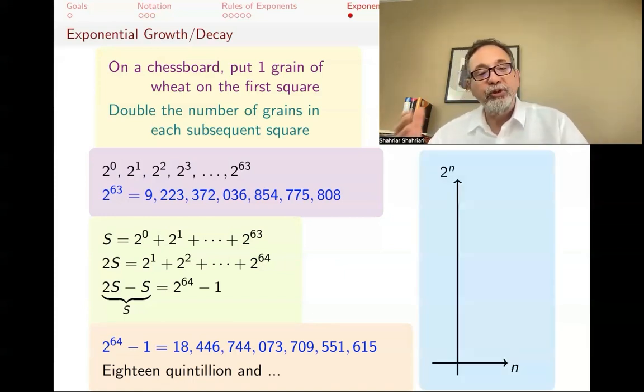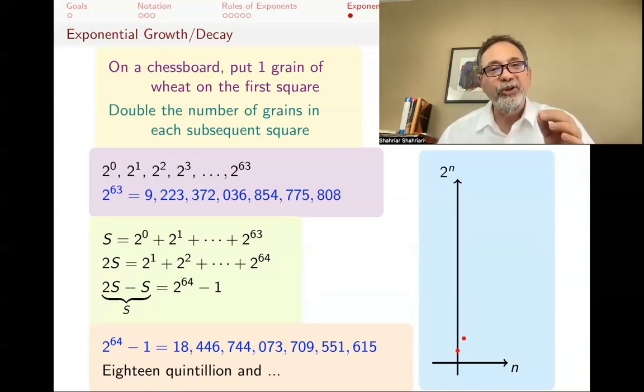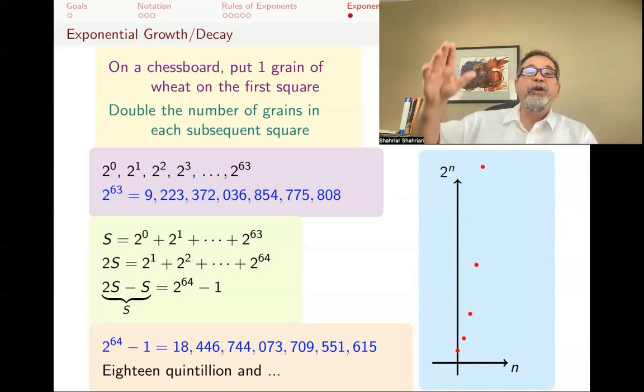We can also graph this. On the x-axis, we put n, and on the y-axis, we put powers of 2. When n is 0, 2 to the n is 1. When n is 1, I get 2. When n is 2, I get 4. When n is 3, I get 8. When n is 4, I get 16. And as you see, these things are going up quite fast.